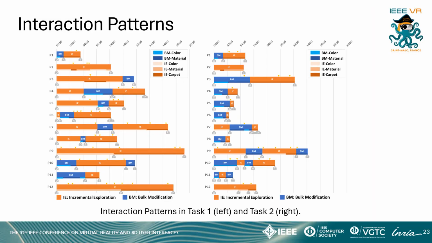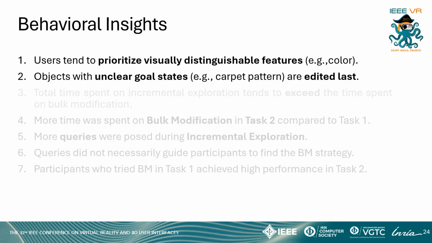If we visualize the interaction strategies on a timeline, using blue for bulk modification and orange for incremental exploration, we can see that many participants transferred to the bulk modification strategy in task 2, as shown in the right figure, compared to task 1 as shown in the left. We extract a list of 7 behavioral insights. For example, users tend to prioritize visually distinguishable features, and objects with unclear goal states tend to be edited last. Please refer to our paper for more details.